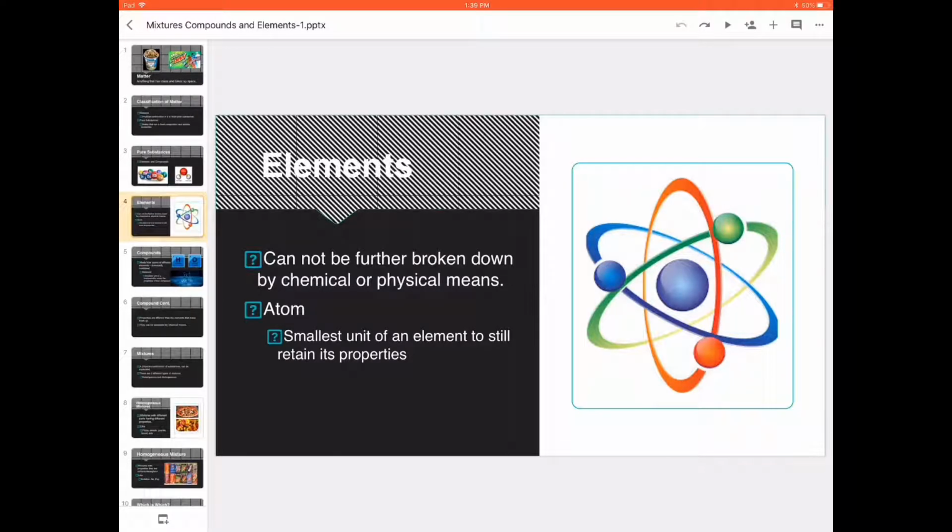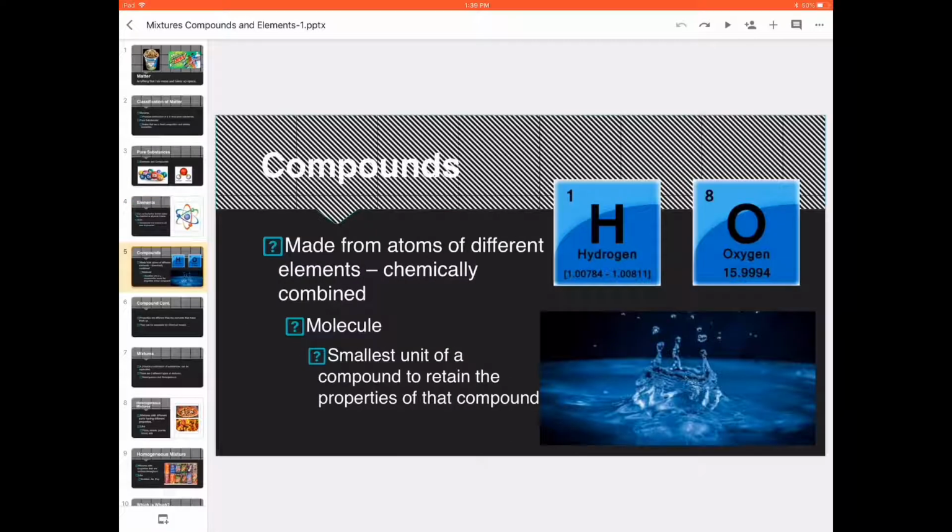Elements. These cannot be broken down any further by chemical or physical means. They are as small as they can get. And an atom, this is the smallest unit of an element in order to still retain the properties that it has.